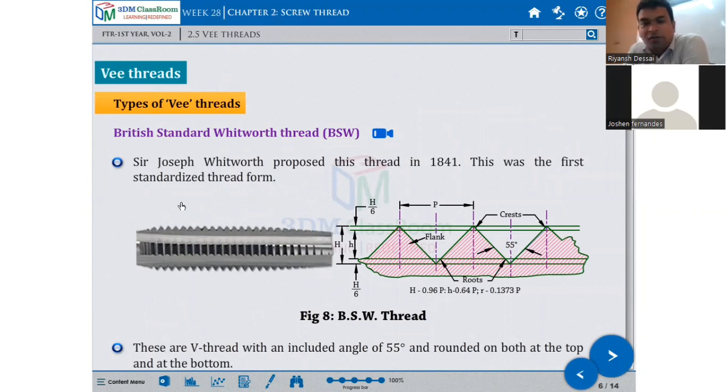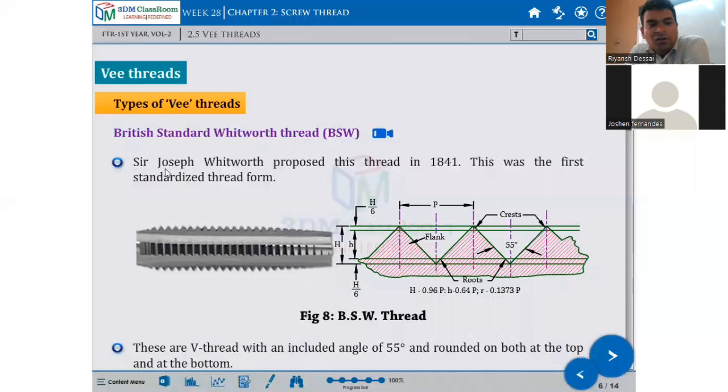The included angle for this type of thread, BSW, British Standard Whitworth thread, is 55 degrees. This is the thread diagram. This is the top part, the crest. The included angle of the V is 55 degrees. This is the flank. And this is the height and depth, the total height.